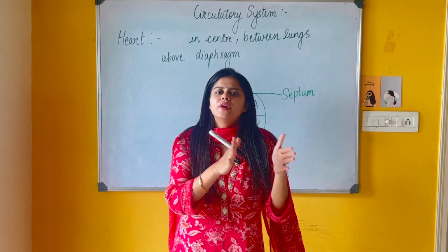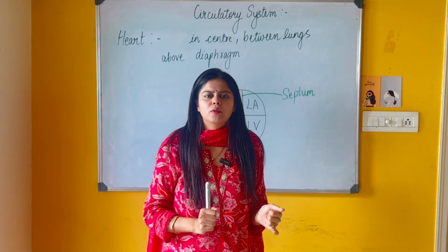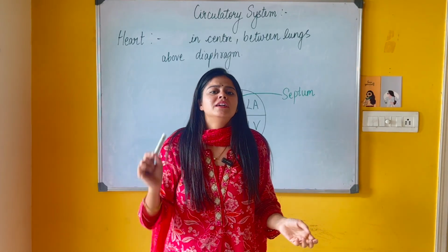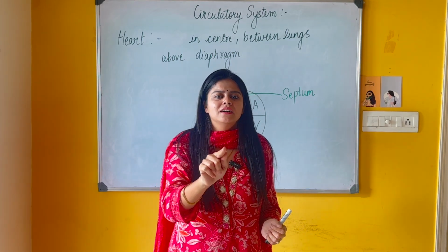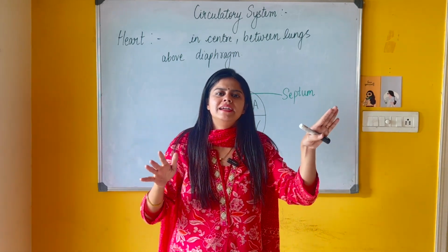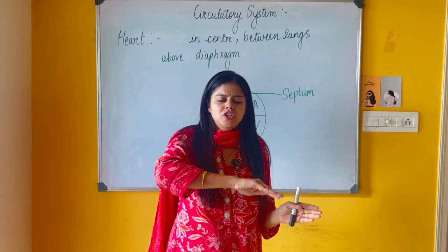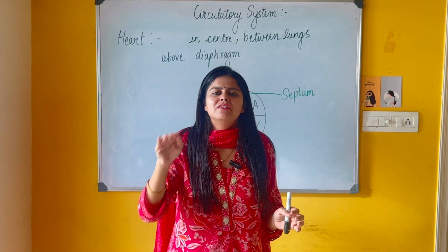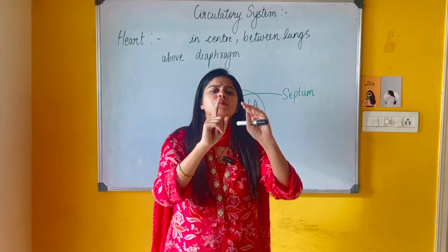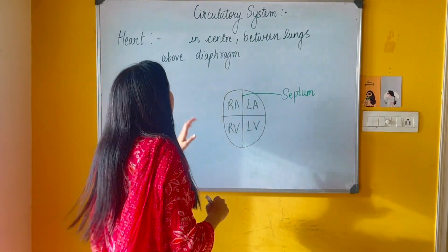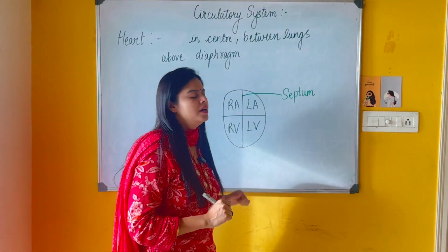Where do you think heart is located in human body? I know most of you think that your heart is present towards the left side of your body. Common misconception. But it is wrong, it is a myth. Actual location of heart is in the center, not towards the left side, not towards the right side. Actually, it is present in the center between two lungs, just above the diaphragm. You remember the diaphragm, the muscle which helps in breathing? So just above diaphragm, between two lungs, what is present? Your heart. So the location of heart is in the center between two lungs above the diaphragm.